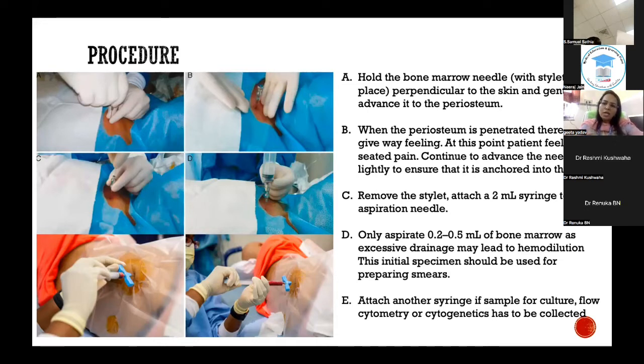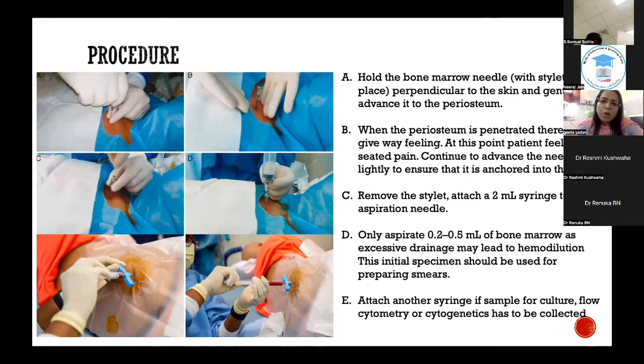Now we will advance a little more and the needle will be fixed. You can see in this picture, the needle is fixed. They have not touched the needle, but the needle is fixed into the bone marrow cavity. Now we will remove the stylet, attach a syringe and suck the blood only to fill the hub of the syringe.